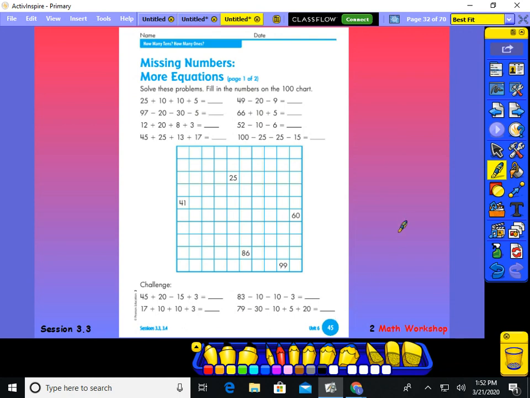This is page 45. If you have picked up your math packet, you're just following us along. We're going to do page 45 and 46 today. If you're using Google Classroom and your teacher has shared that through Classroom, then you can follow along on there.